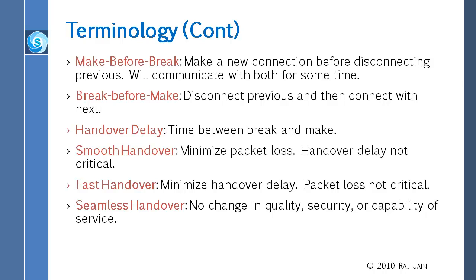Basically, a smooth handover is when both the routers attempt to minimize the packet loss, and the delay may not be critical in that case because they will buffer the packets. Fast handover is where they try to minimize the delay, and in spite of that effort, packets may be lost because they don't buffer. Seamless handover is that you don't even feel that you have moved over, and that means no change in quality, security, or capability of the service. Obviously, all seamless handover would be more of a make before break kind.